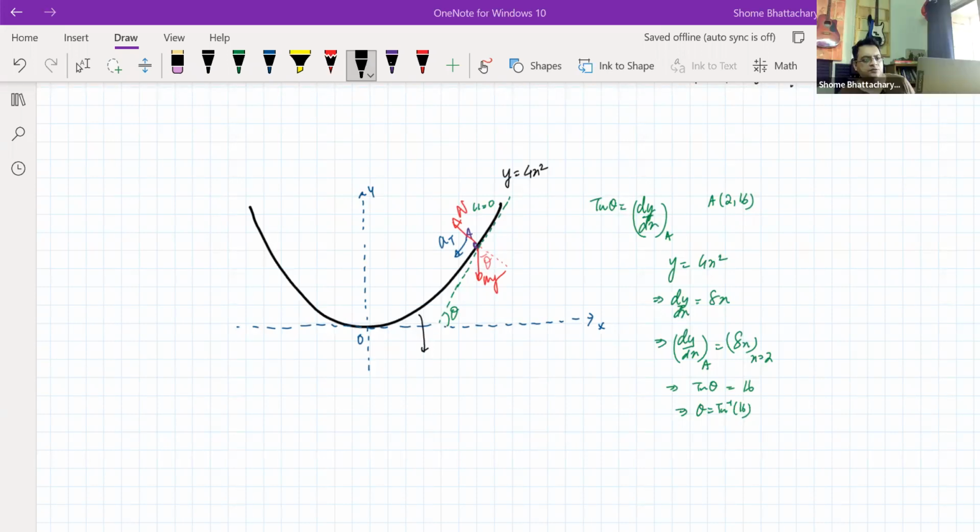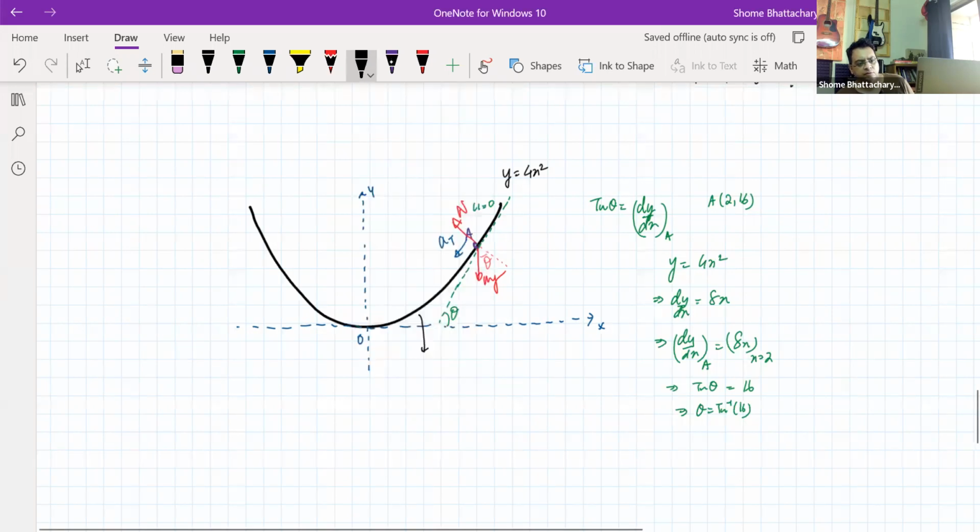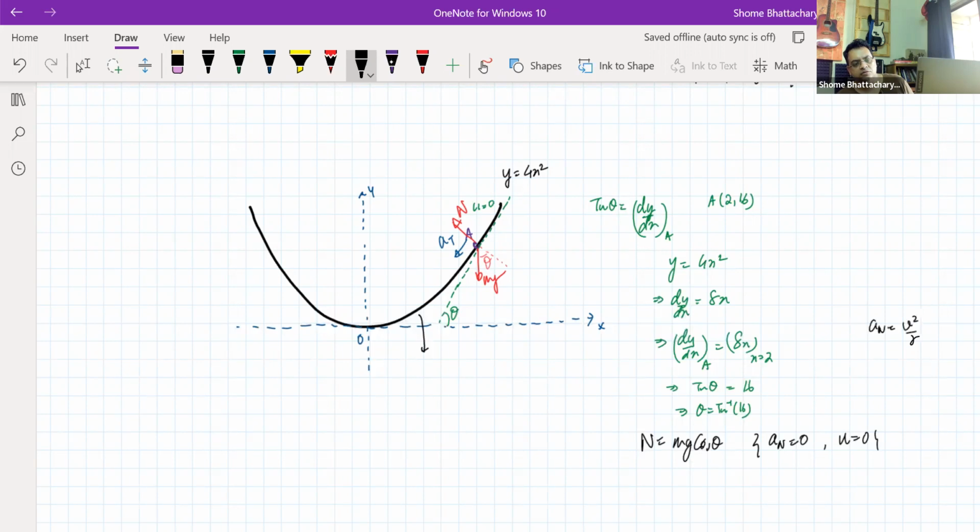All right. So coming back to this, you can see that at this moment, N will be equal to mg cos theta. Why? Because the normal component of acceleration will be zero, because the initial speed is zero. So there is no normal acceleration. The normal acceleration in general at a point is equal to v squared by r, where r is the instantaneous radius of curvature.